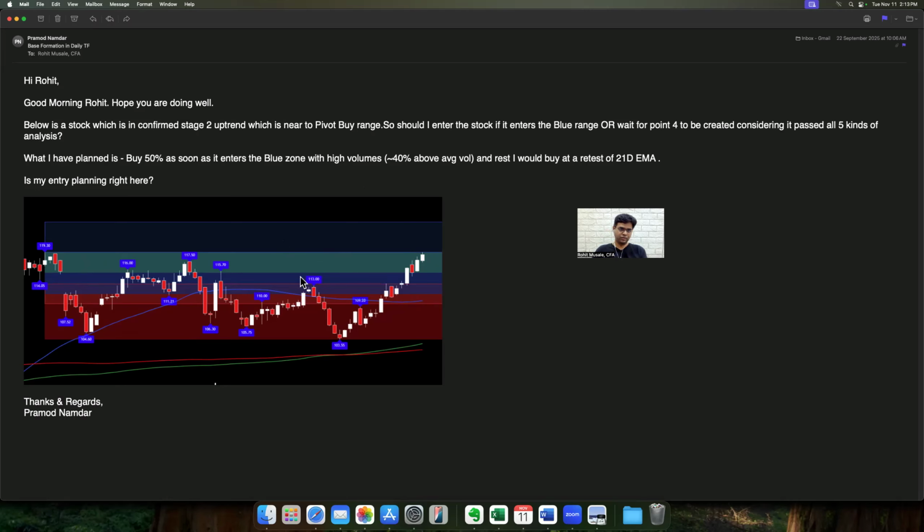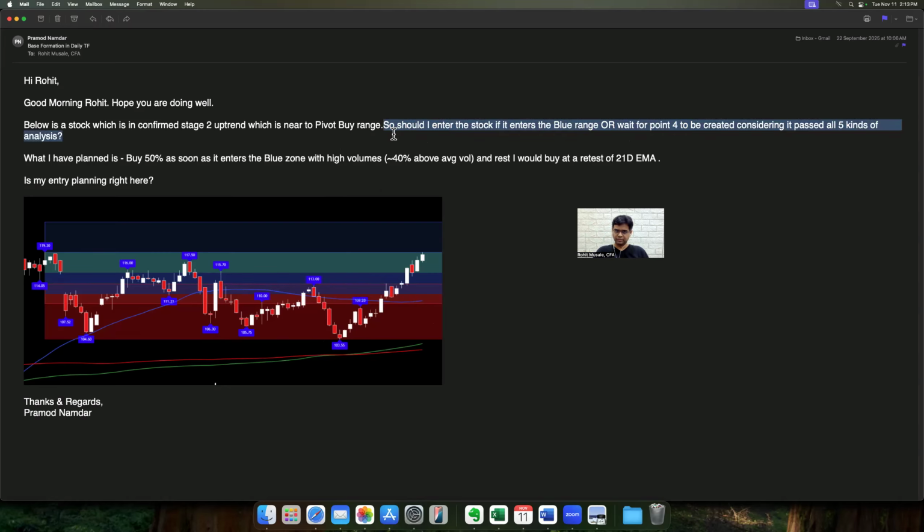So the high of this base is considered the weekly pivot point. The moment you say pivot buy, that's the weekly chart. But this to me seems to be a daily time frame chart considering the moving averages. So should I enter the stock if it enters the blue range, or wait for point 4 to be created considering it passed all 5 kinds of analysis?